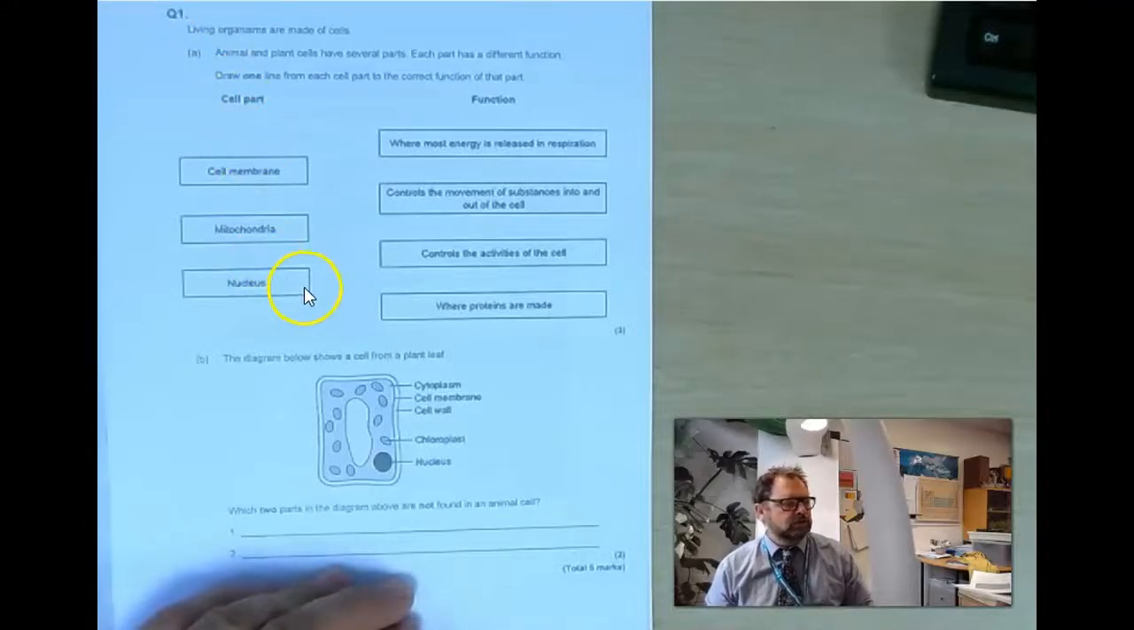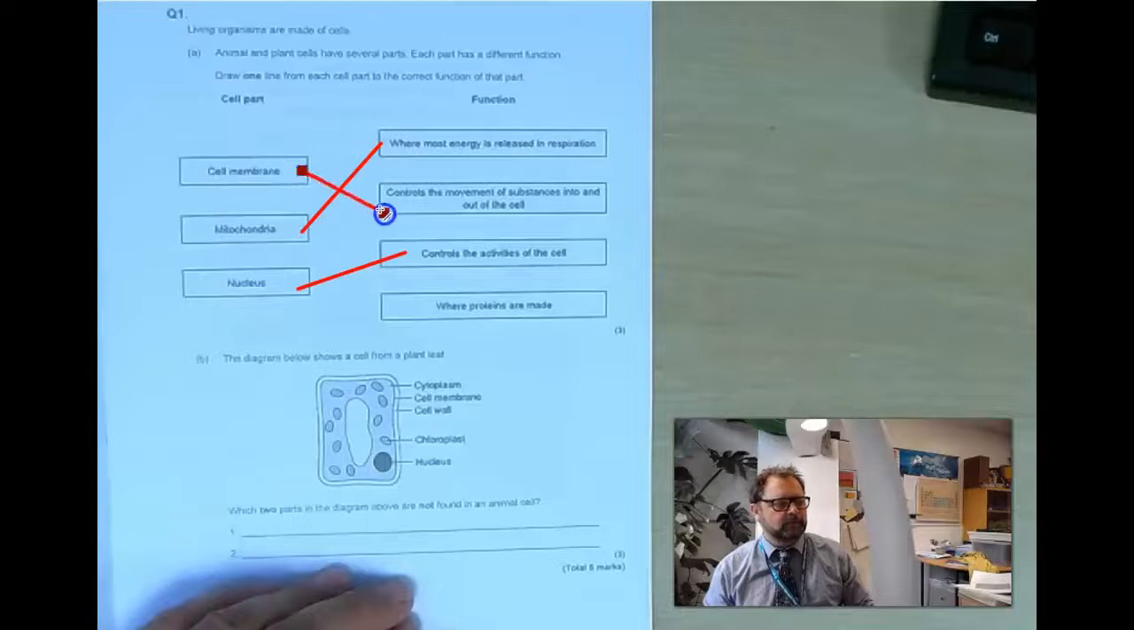The nucleus's job is to control the activities of the cell. The mitochondria's job is to release energy for the cell, and that energy is released through the process of respiration. And the cell membrane's job is to control which substances can pass in and out of the cell.